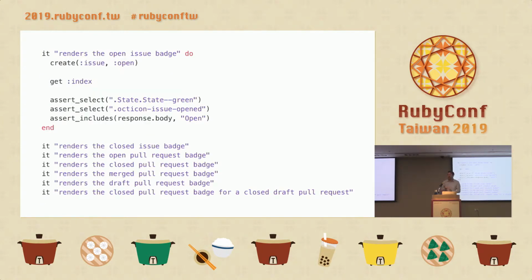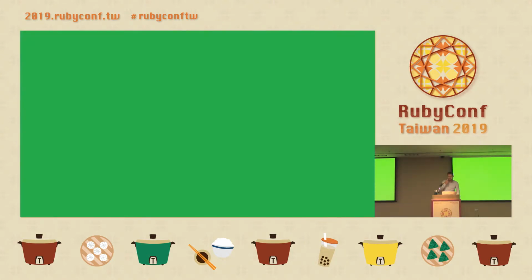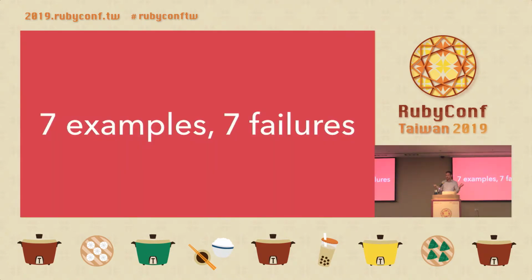To start, let's add some of those traditional controller tests for each state. This is more or less how we write our tests in our application today. We'll start with a test for the open issue badge, and we'll assert that we have the correct class name, icon, and label. And now we have test coverage. So now let's delete the view and see what happens this time. We have failing tests. Imagine that. So now we can do some refactoring.